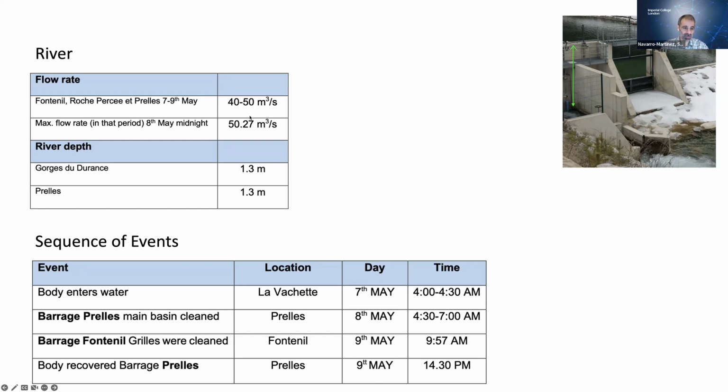We have an idea of the flow rate and the river depth. It's not very deep, but if the river is fast, people can drown in such a small river. And we have a sequence of events estimated by the forensic agency. Basically, we have an estimated time based on witness reports of when the victim entered the water, 4:30 in the morning, and they know where the body was found.